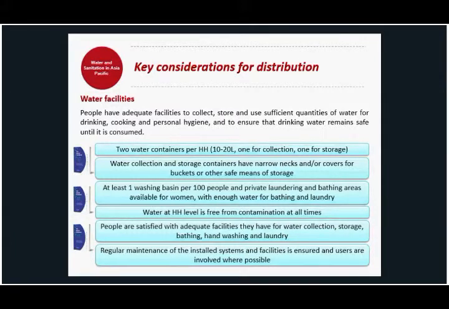Each household has at least 2 clean water collecting containers of 10-20 liters, 1 for storage and 1 for transportation. Water collection and storage containers have narrow necks and/or covers, or buckets or other safe means of storage for safe drawing and handling, and are demonstrably used. There is at least 1 washing basin per 100 people, and private laundering and bathing areas are available for women. Enough water is made available for bathing and laundry.